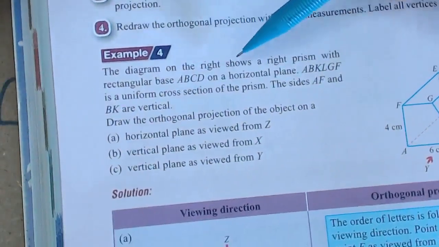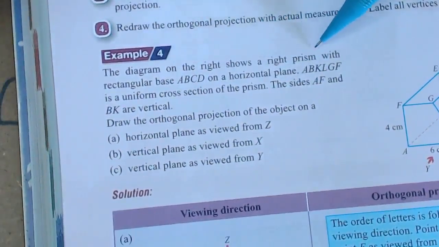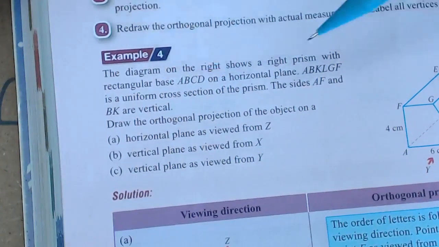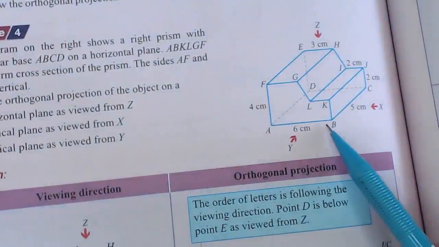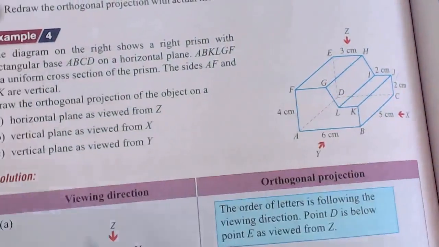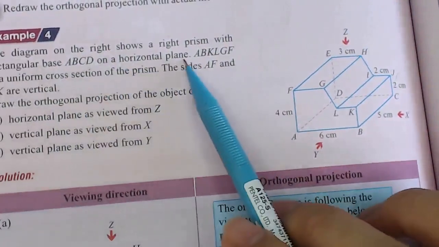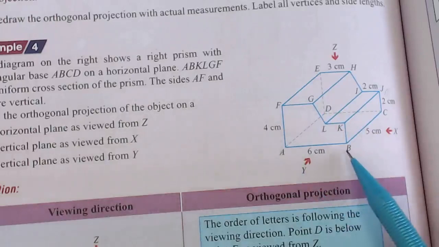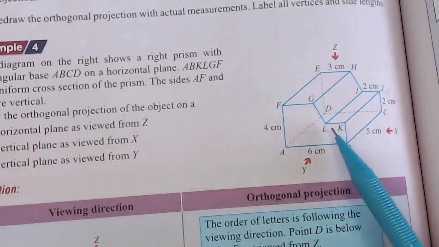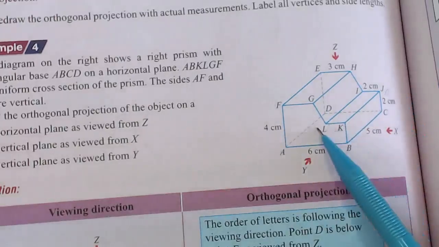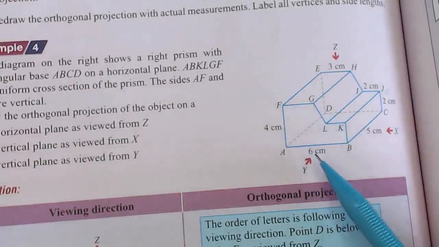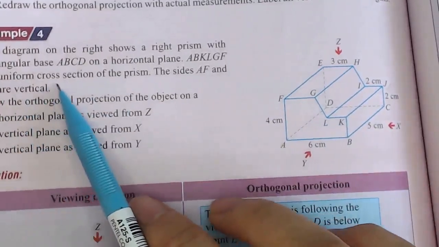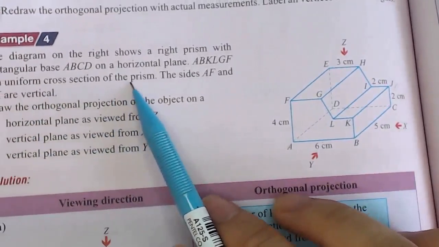The diagram on the right shows a right prism with rectangular base ABCD on a horizontal plane. ABKLGF, this front surface here, is a uniform cross section of the prism. Okay.